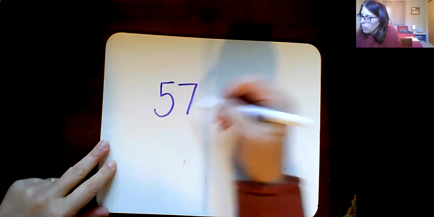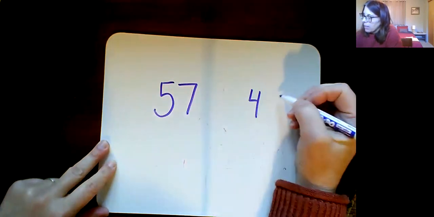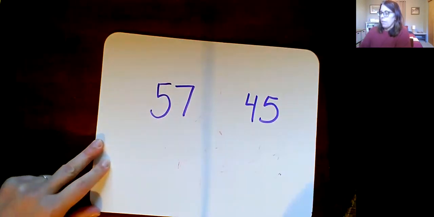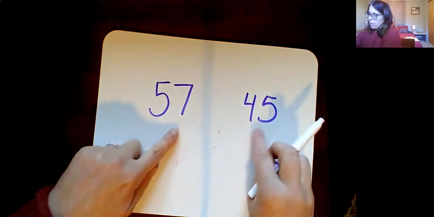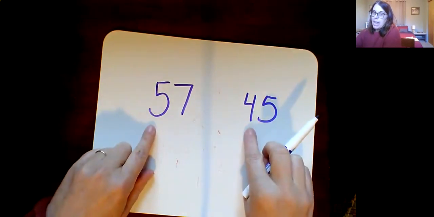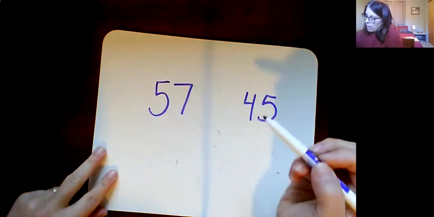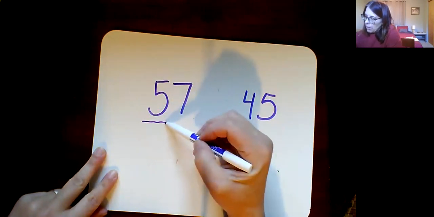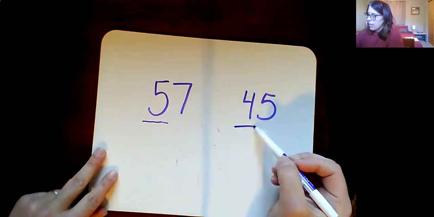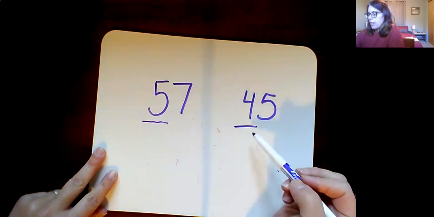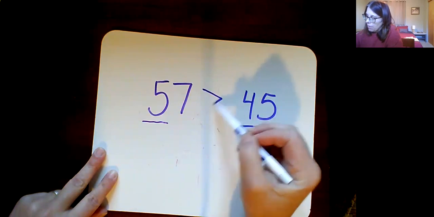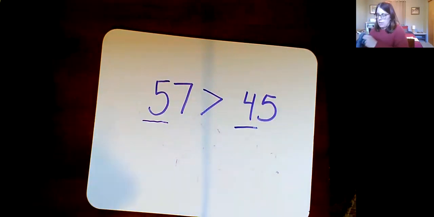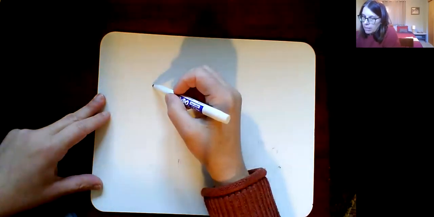When you have two numbers and they're different, right? So you can say, okay, they both have ones and tens. So we're going to compare the tens because that's what's bigger. And then you're going to say, oh, well, this one has a 5 in the tens place and this one has a 4. I know 5 is greater than 4. So 57 is greater than 45. And I know that you can do that even in the hundreds.